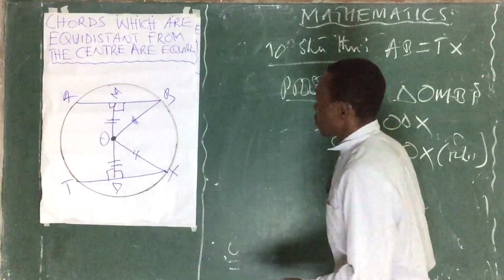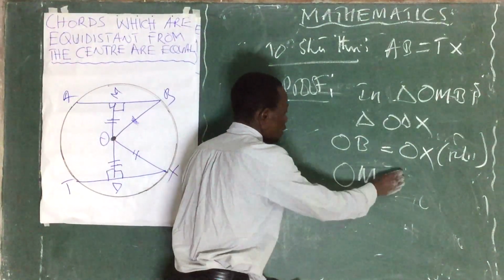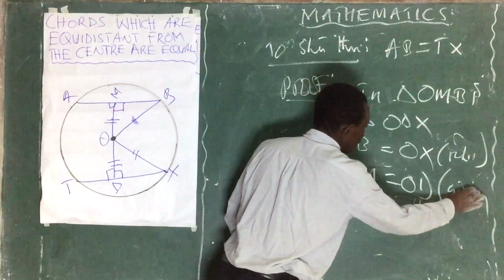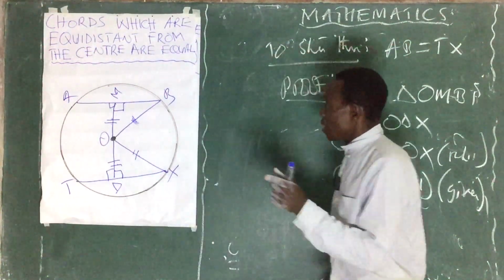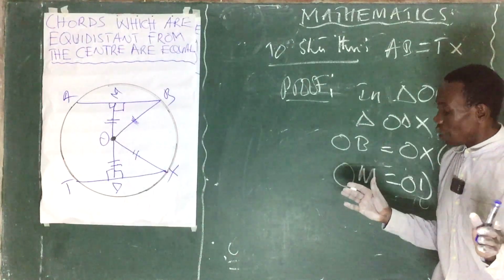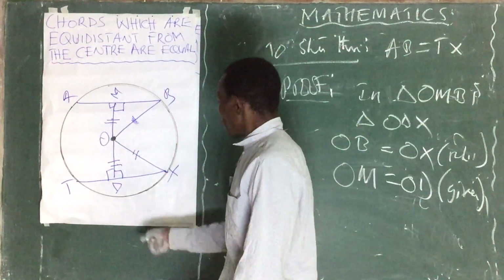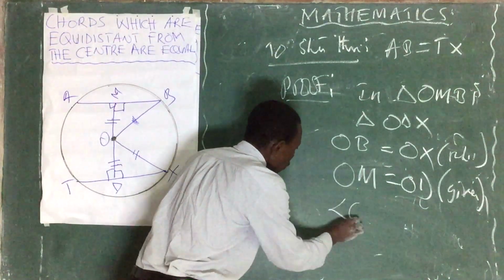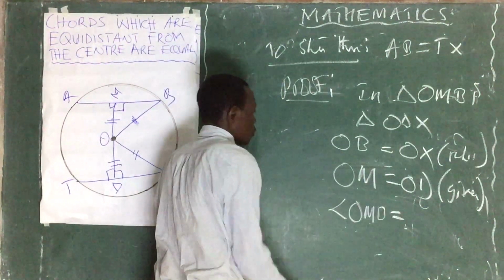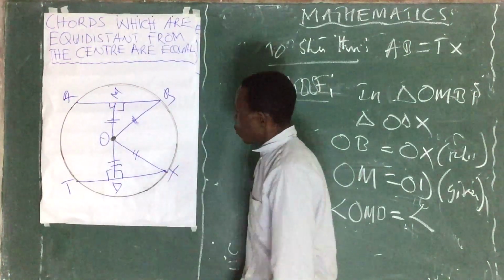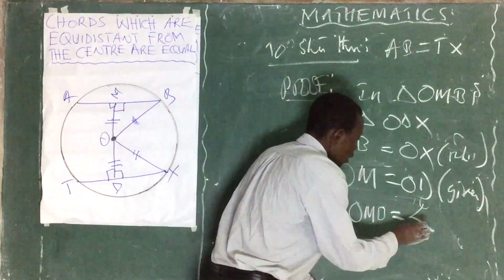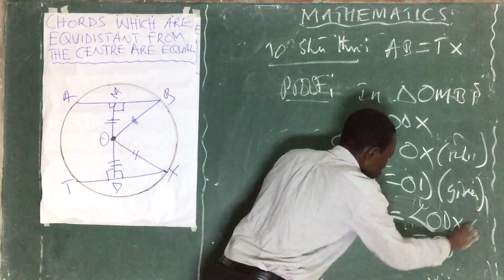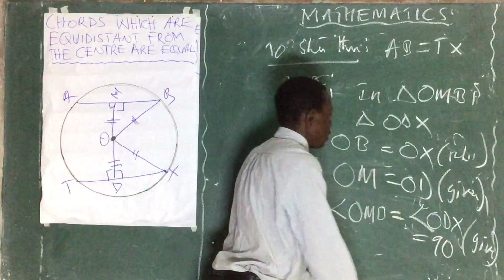And again, we're also going to mention that the OM is given as what? That's the OD. Why? These are given sides. We see that they are equidistant. Then the chords must also be equal. Right. Then what do you have? This angle here, angle OMB is equal to angle what? Angle ODX, which is 90 degrees, a right angle. That is also given. Right.